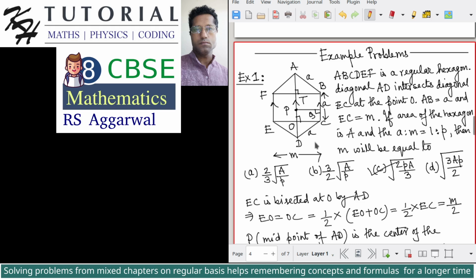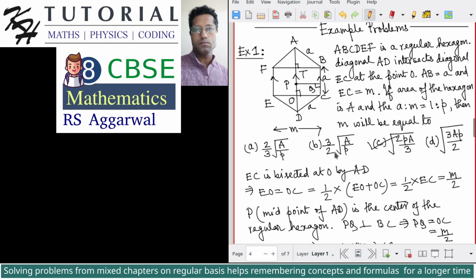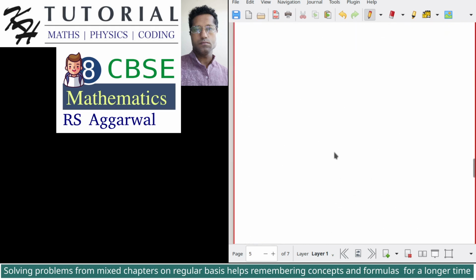from M and A, but the results would be a little complicated using square roots. I hope this is a better way of solving the problem. Okay, let's see the next problem.